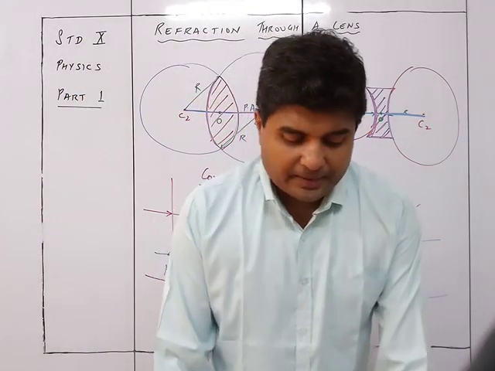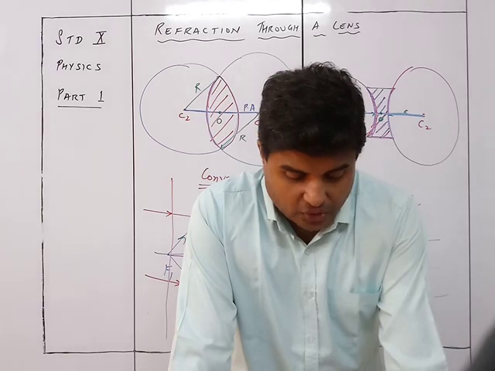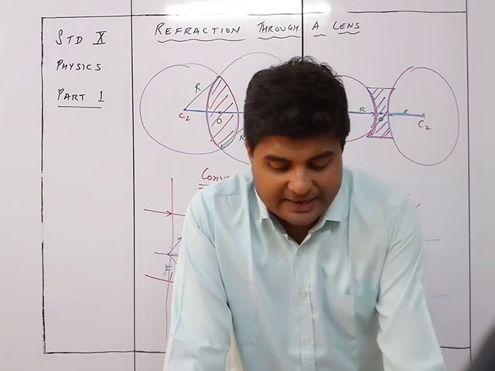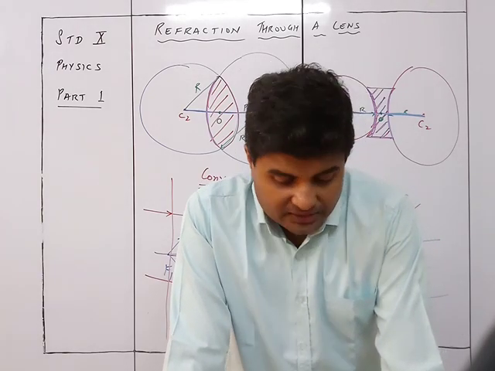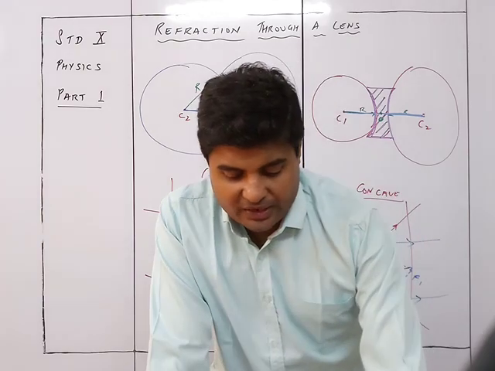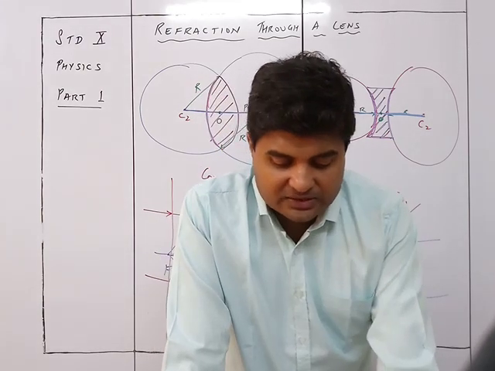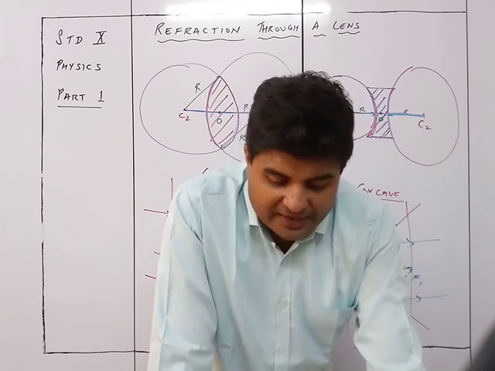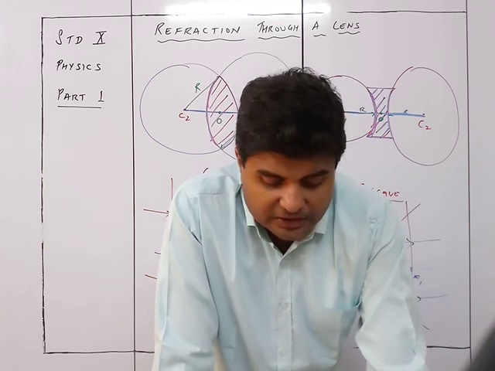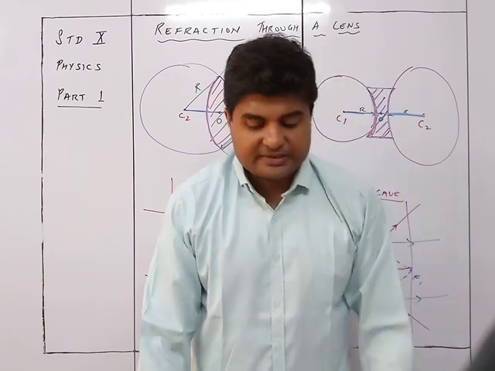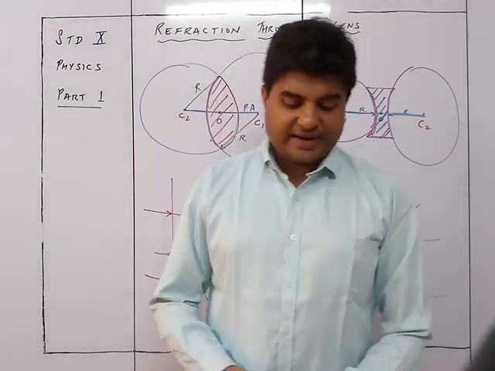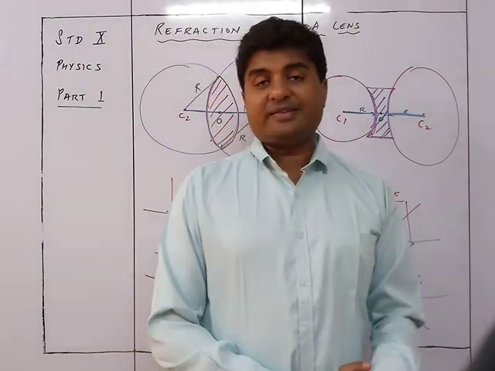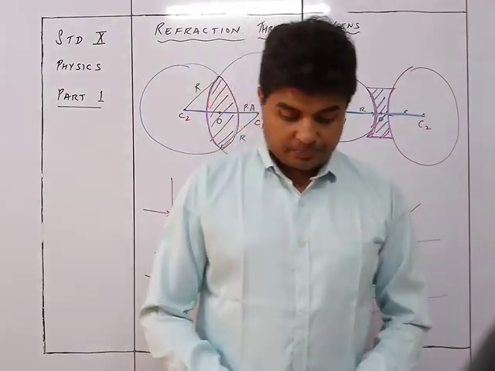So accordingly, the distance of the focus or the focal point from the optical center of the lens is called the focal length. Hence, there are two focal lengths. The distance between the optical center O of the lens and the first focal point F1 is called the first focal length F1, and the distance between the optical center O of the lens and the second focal point F2 is called the second focal length F2.